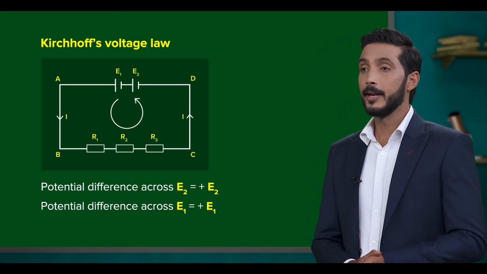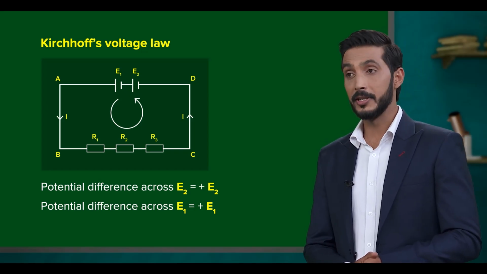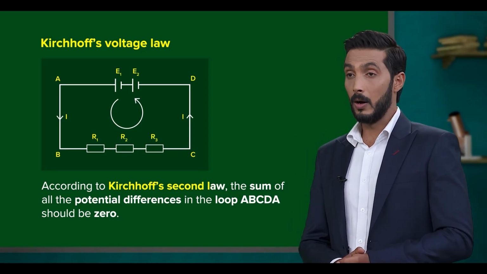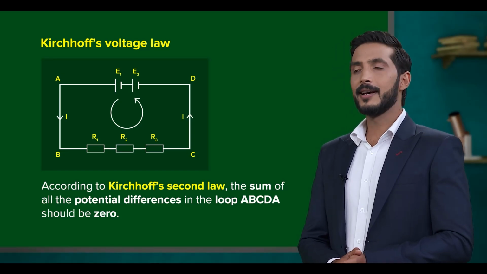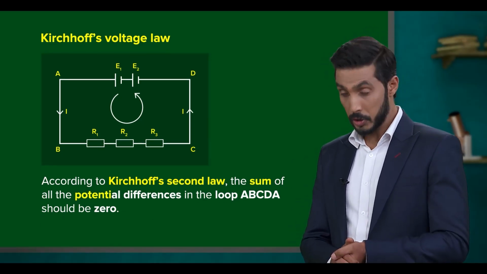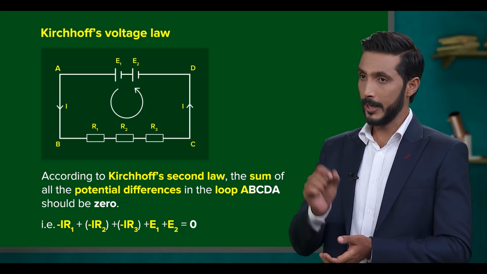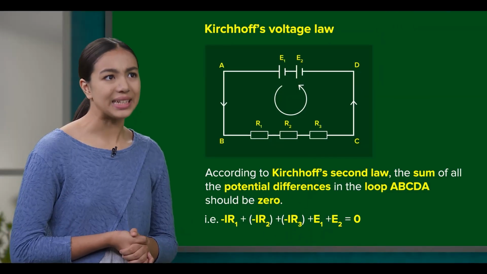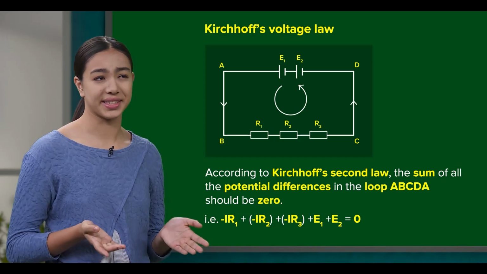Nicely done. Now, I'm sure that you have understood the sign conventions well. Getting back to Kirchhoff's second law, all in all, it says that the sum of all these potential differences in the loop A, B, C, D, A should be 0. Oh, so that's what Kirchhoff's voltage law says, huh?